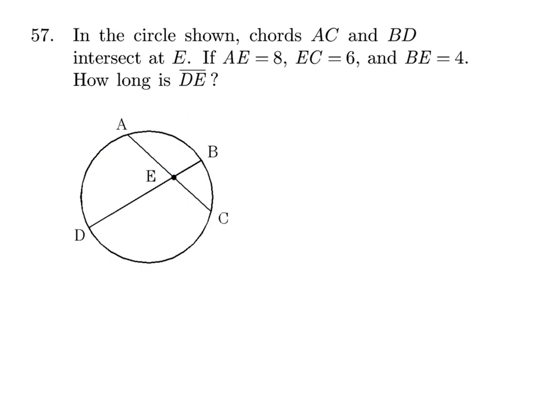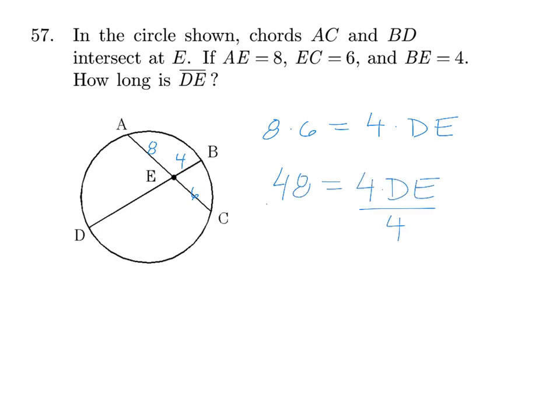In the circle shown, chords AC and BD intersect at E. AE is 8. Label your diagram. BE is 4. How long is DE? I know the formula for when chords intersect in a circle. It's going to be 8 times 6 is equal to 4 times DE. So I get 48 is equal to 4 DE. Divide by 4. And DE is equal to 12. Done.